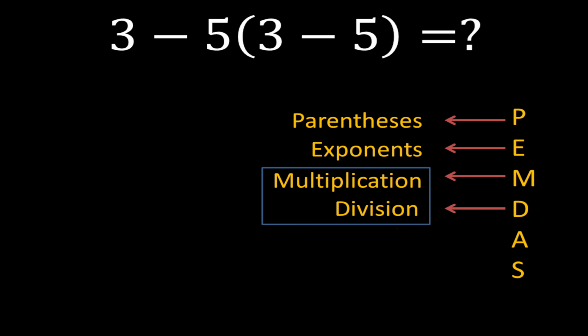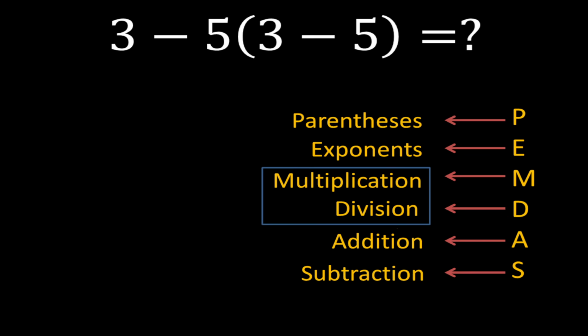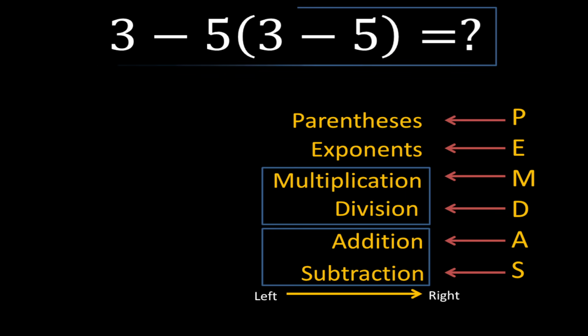After that comes addition and subtraction. A stands for addition. S stands for subtraction. Addition and subtraction are also solved from left to right. Now let's apply PEMDAS to our expression. 3 minus 5 times 3 minus 5.